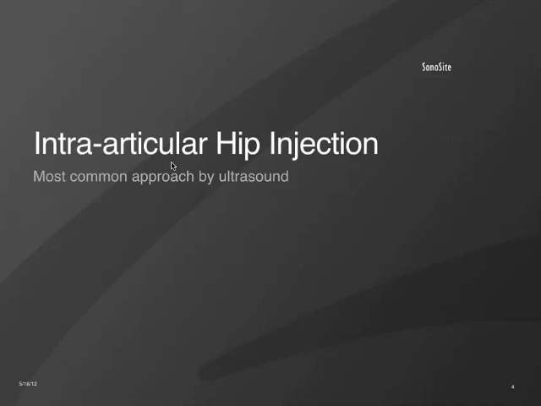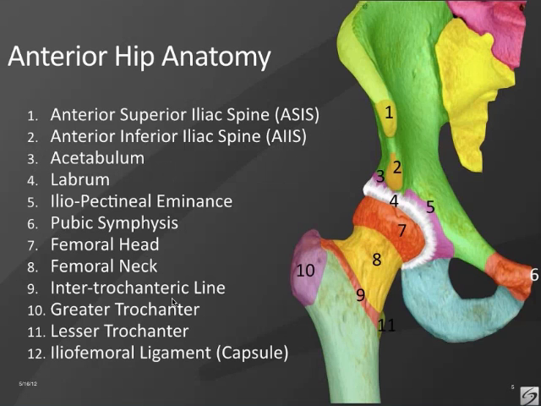So let's talk about the intra-articular hip injection. We're actually going for the hip joint here. Before we do anything, we must review the anatomy. You see the numerical key here and the structures here. The most important of these to remember are the greater trochanter, the femoral neck, number 8, the femoral head, the labrum. Those are the anatomic landmarks that we're going to use to line up this hip injection into the joint.